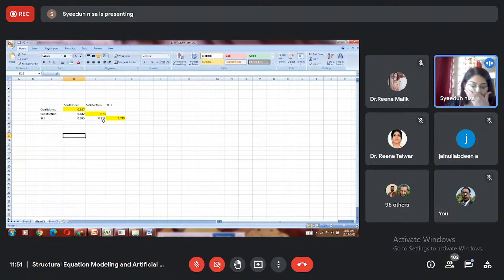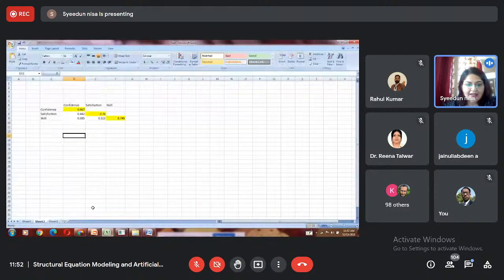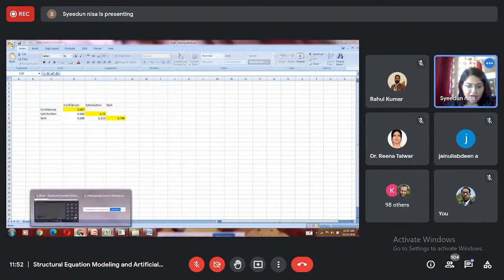So Fornell and Larcker criterion says that if your square root of AVE, which is average variance extracted, is more than the correlation of one construct with any other construct, then you should consider it to be valid. Here we can see all these three values of the square root of average variance extracted, which are highlighted here, are more than the correlation of one with the other, satisfaction with confidence, skill with confidence, and skill with satisfaction. So we can say discriminant validity is achieved.